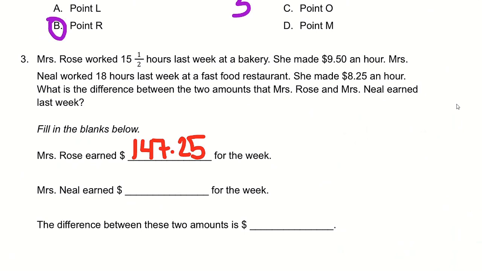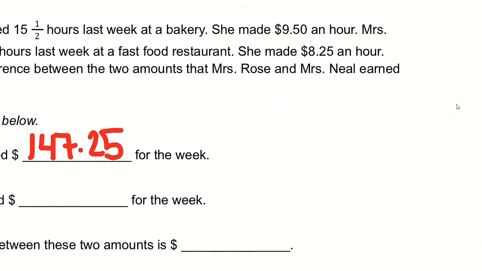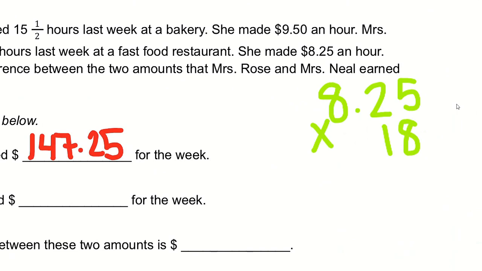Okay, now Miss Neal. Miss Neal worked 18 hours for $8.25. Oh no, my fair. I didn't get paid enough. Yeah. Miss Rose got more money. Let's put the $8.25 on the top because it's got more digits. 3 digits. Good strategy, Miss Kemp. And then 18 was at the bottom.